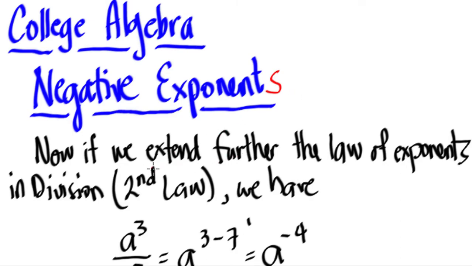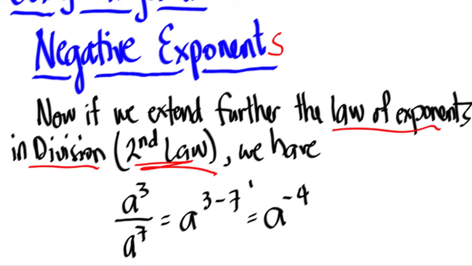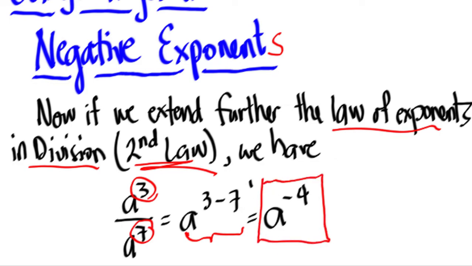Now, if we further extend the laws of exponents, specifically the law of exponents in division, which is law number 2, we'll have this certain situation. We have a raised to 3, or a cubed, divided by a raised to 7. By the second law, we subtract the exponent of the denominator from the exponent of the numerator. So what we have is 3 minus 7. We know by arithmetic that 3 minus 7 is minus 4. So what we have is a raised to minus 4.